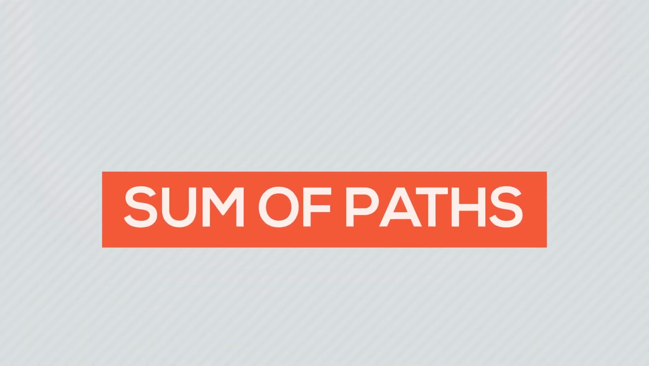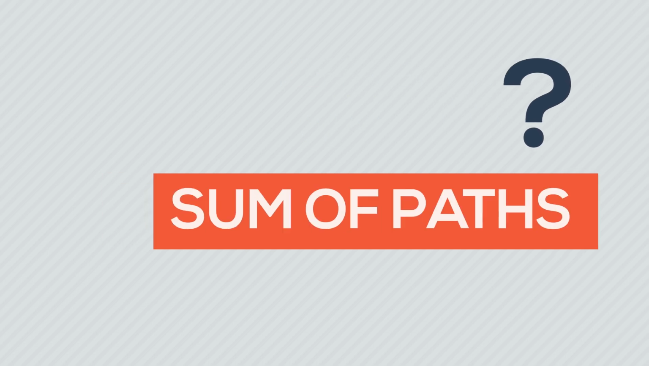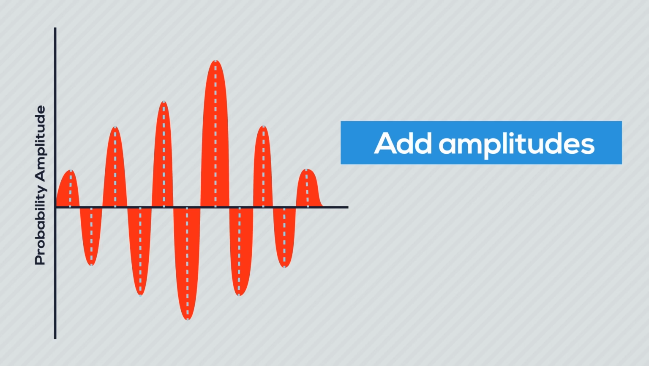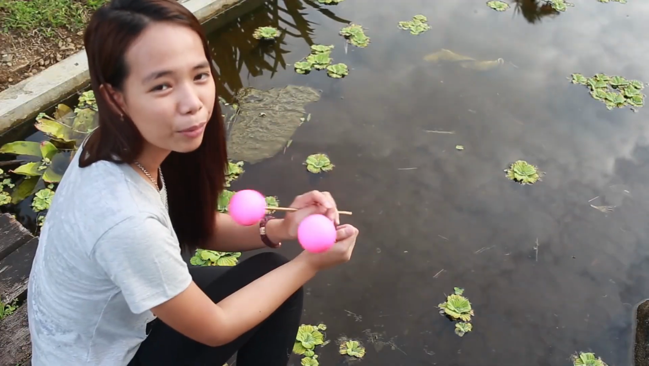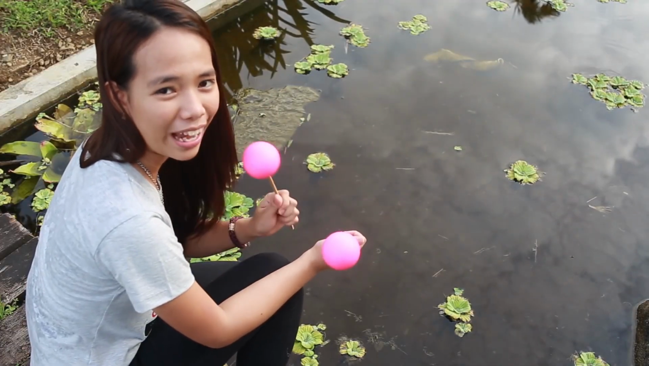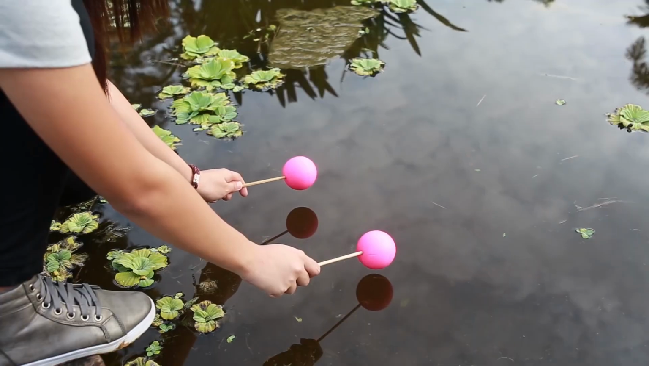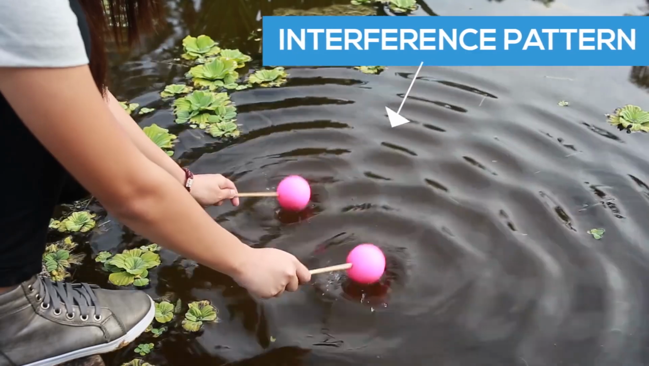I just said sum of paths. How exactly do you sum paths up? Actually, what you add in the paths are their probability amplitudes. And since amplitudes are properties of waves, we should just be adding waves. Here we have the perfect principle telling us how to add waves. The principle of superposition. When two waves interfere like these water waves, they add up to produce a final wave.